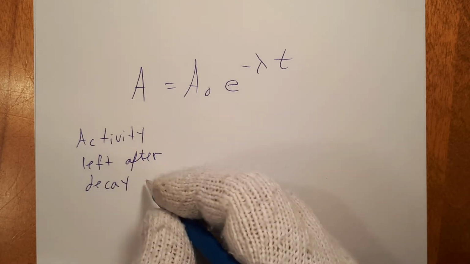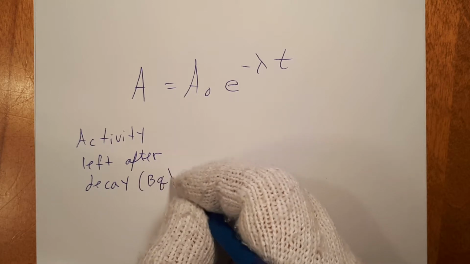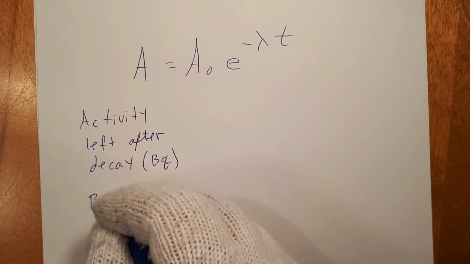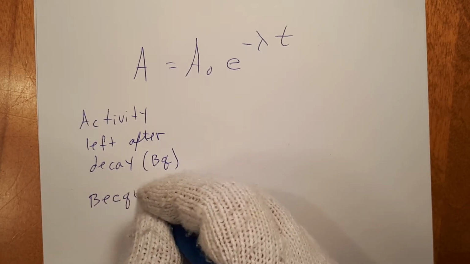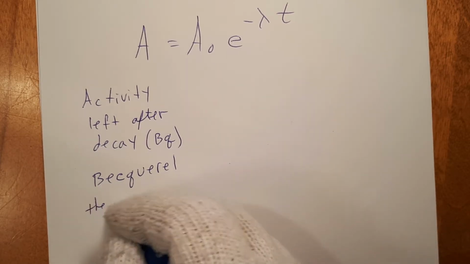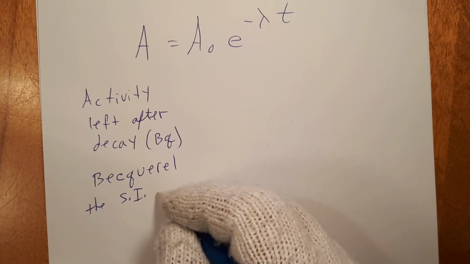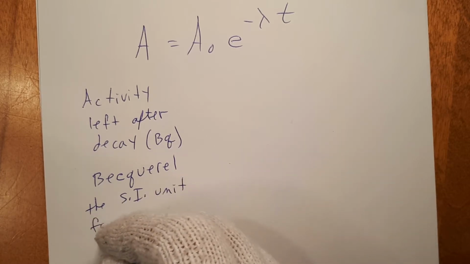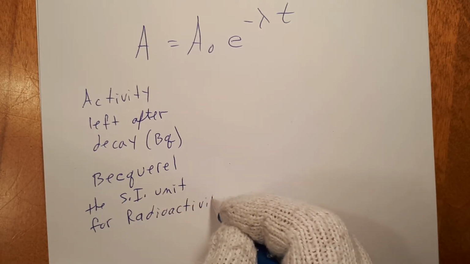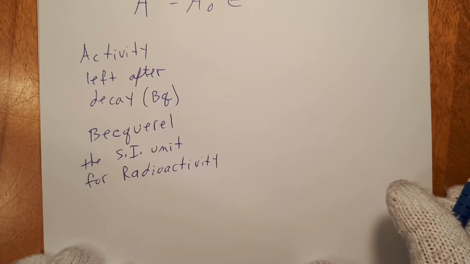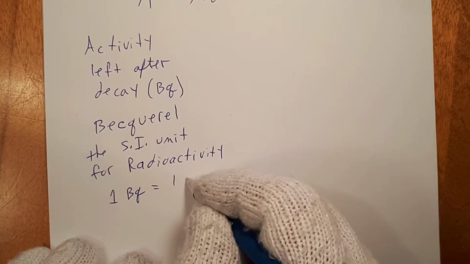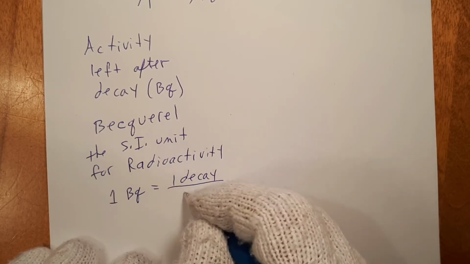The unit for activity is the becquerel, BQ, named after Henri Becquerel. And the becquerel is the SI, or the metric unit, for radioactivity. One becquerel is equal to 1 decay per second.